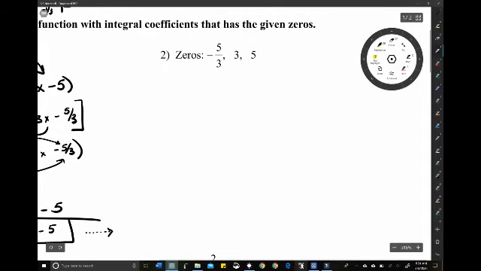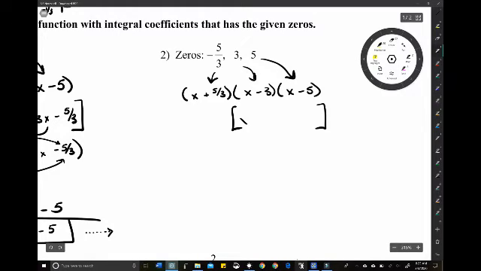Next up, so again, number 2 here, so just another example. Switch it out as factors, x plus 5/3, x minus 3, and x minus 5. Do the old switcheroo. You could pick any two to FOIL first. I like to stick with the last two. So x squared minus 5x minus 3x plus 15, which is x squared minus 8x plus 15.